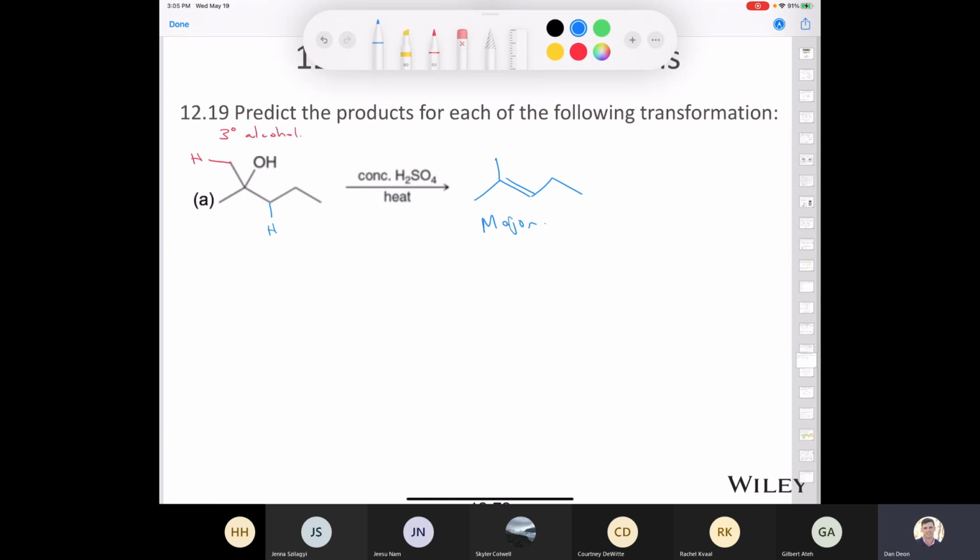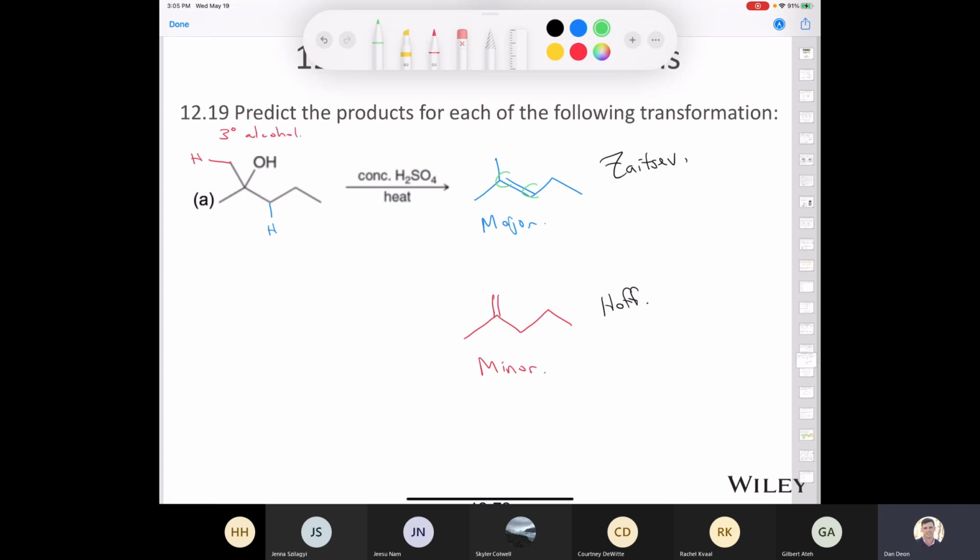And if I abstract the proton in red, I would end up with this, which would be the minor product. Remember, the major is the Zaitsev. It's the more substituted of the two. And then this one would be the Hofmann. Again, if you're wondering how do you know it's Zaitsev, how do you know it's Hofmann?